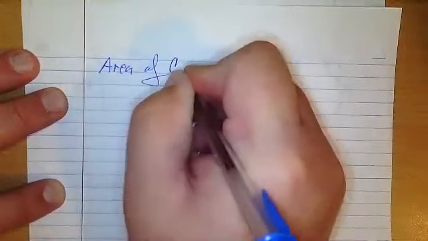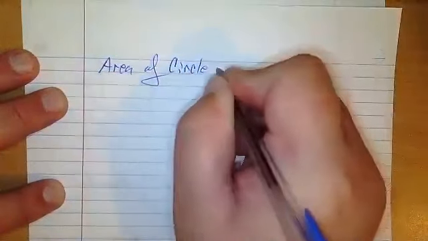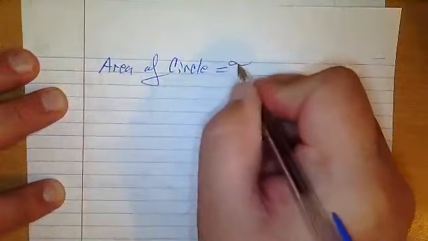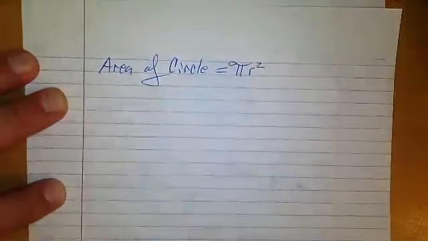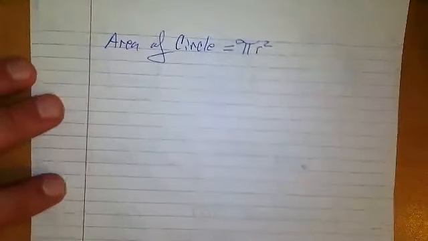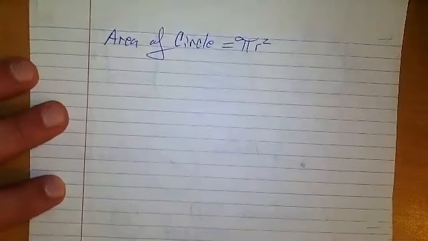Area. I'm going to flip this over. Area of a circle has a value of pi times the radius squared, which, do you want me to remind you of my stupid thing my 7th grade teacher taught me?